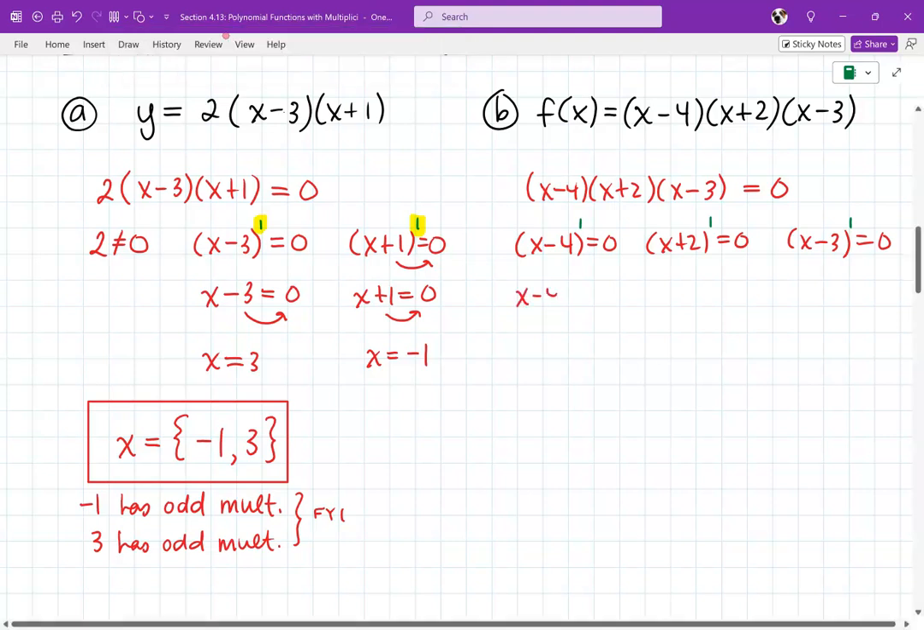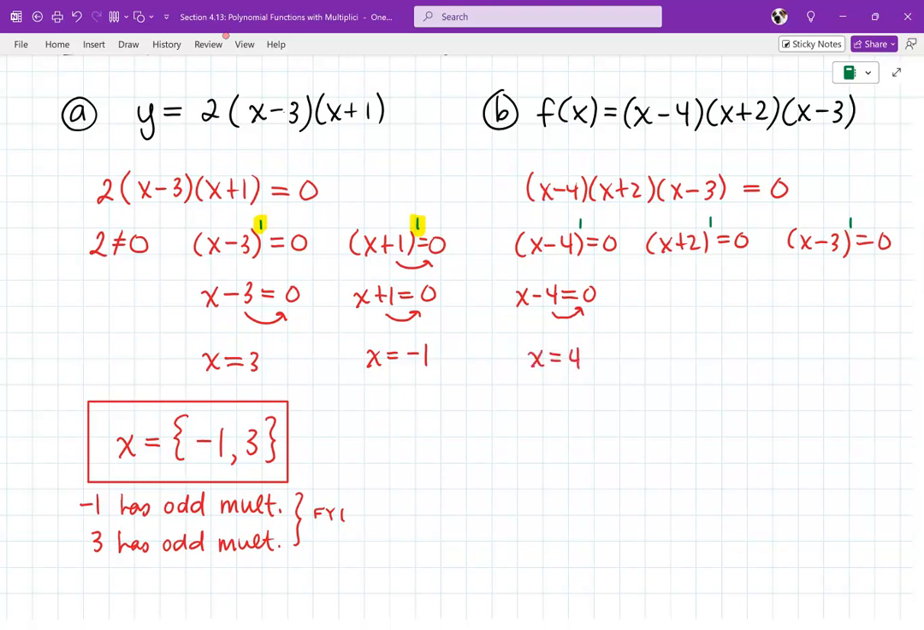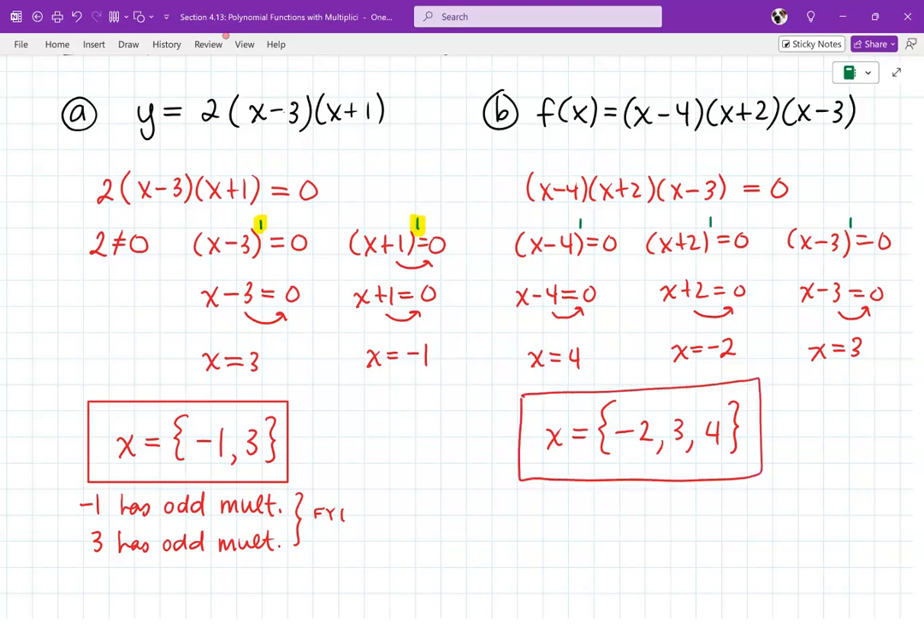Now let me go ahead and solve. X minus 4 is 0, so I'll move the 4 over. X equals 4. X plus 2 equals 0, so I'll move the 2 over. X is negative 2. Okay? And then x minus 3 equals 0. I'll move the negative 3 over. X is equal to 3. Again, easy to solve, right? Not difficult. I'm not having to factor anything. So let me write my answers down. Negative 2, 3, and 4. Here's my solution. Okay?